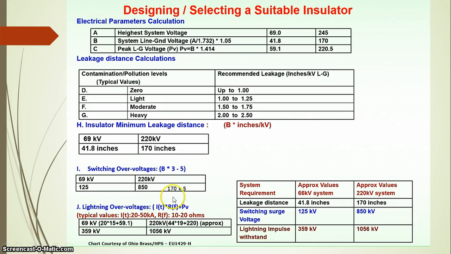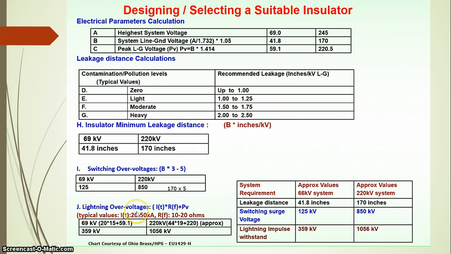Here this type of line or system of 220 kV has a switching overvoltage level of 850, which is equal to the B value calculated here, that is 170 multiplied by 5, okay, or 3 to 5, any of the numbers will be considered.